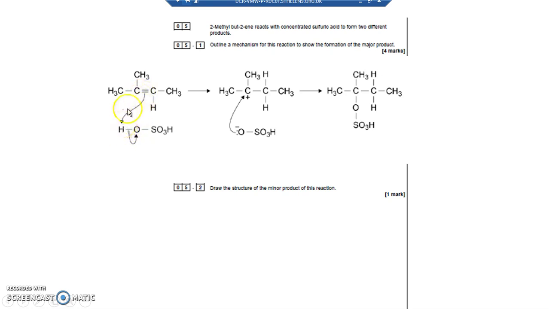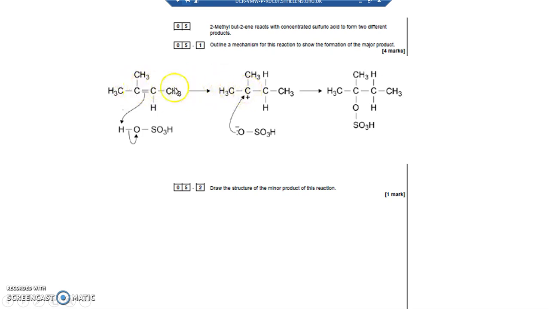And if the H is going to bond to one of these two carbons, then this bond needs to break and the electrons go onto the oxygen. So the question is now, where does this plus go? Or rather, where does the H go? In the major product, the H bonds to the carbon that's got the most H's. So this carbon here has got no H's joined to it. It's joined to a carbon, and it's joined to a carbon. It's joined to a carbon, it's joined to a carbon.